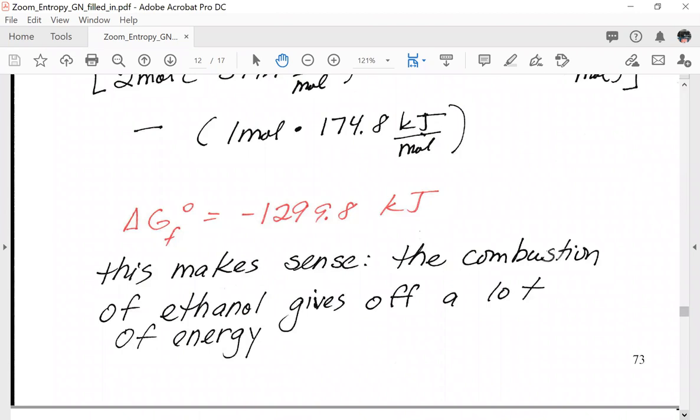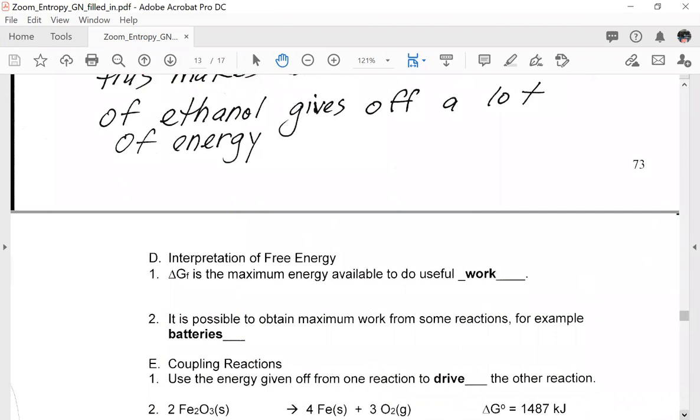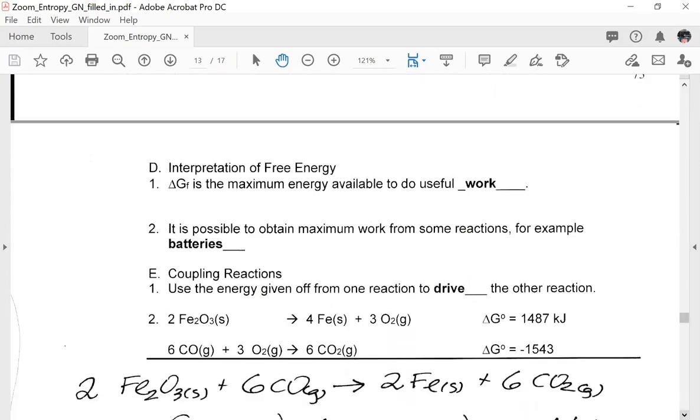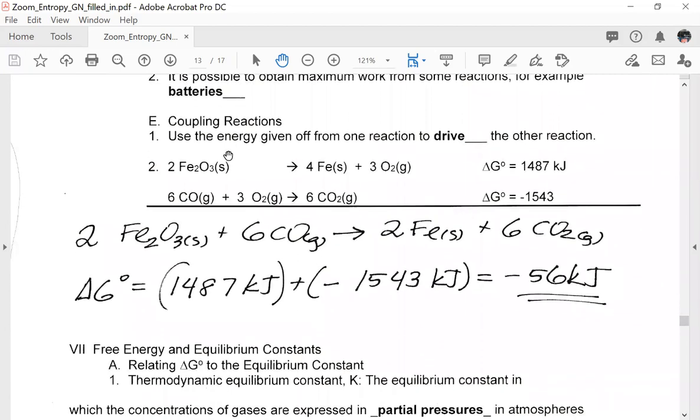The combustion of ethanol gives off a lot of energy. So let's look at an interpretation of free energy. The delta G is the maximum energy available to do useful work. It is possible to obtain maximum work from some reactions, for example, batteries. So let's look at the idea of coupling reactions. You're going to use the energy given off from one reaction to drive the other reaction. You're going to see this a lot in biochem.